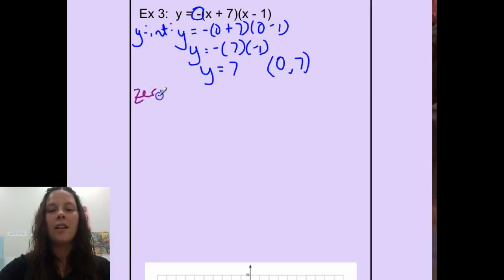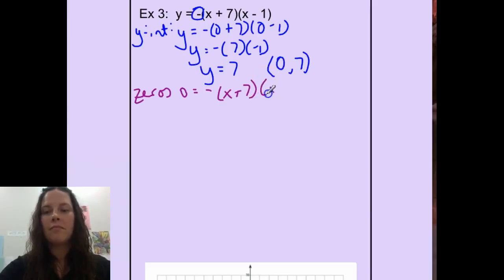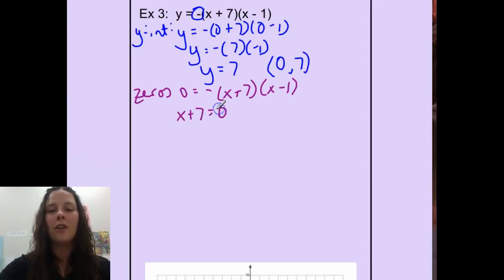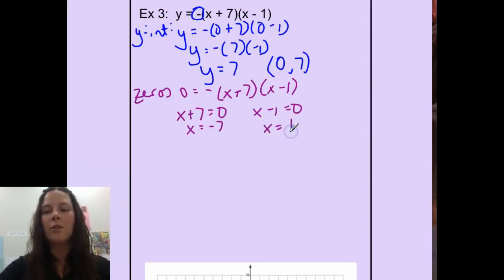Zeros, or x-intercepts, occur when y is 0. Setting up our zero product property, that negative sign can never be 0. So we'll set the two pieces with a variable equal to 0 to solve. Left-hand equation, we're going to subtract 7 from both sides. Right equation, we're going to add 1 to both sides. Ordered pairs: negative 7 when y was 0, and positive 1 when y was 0.